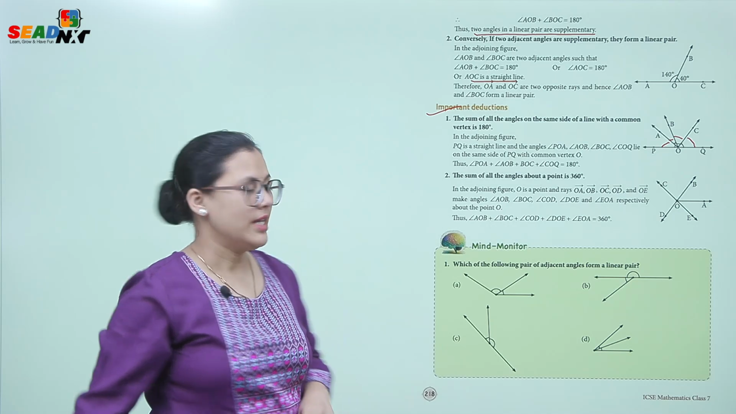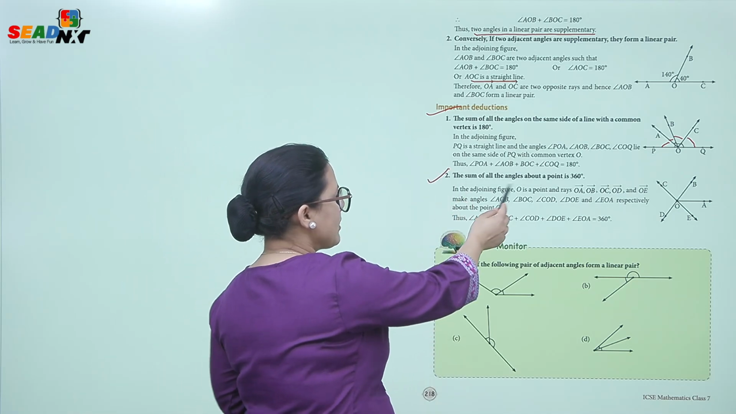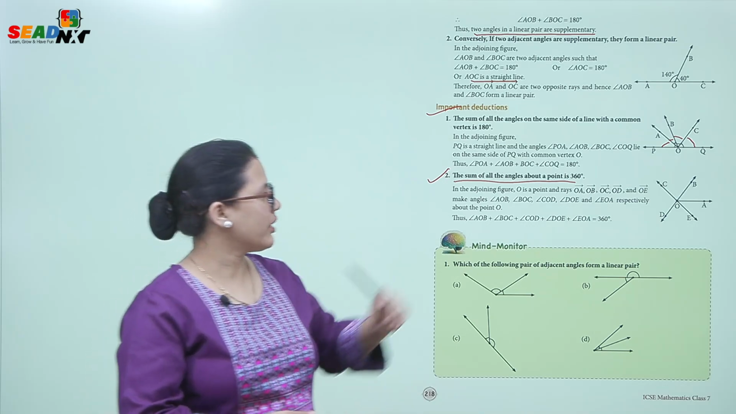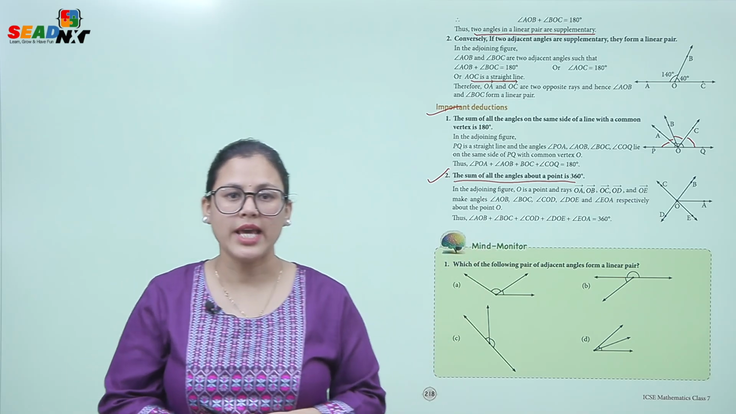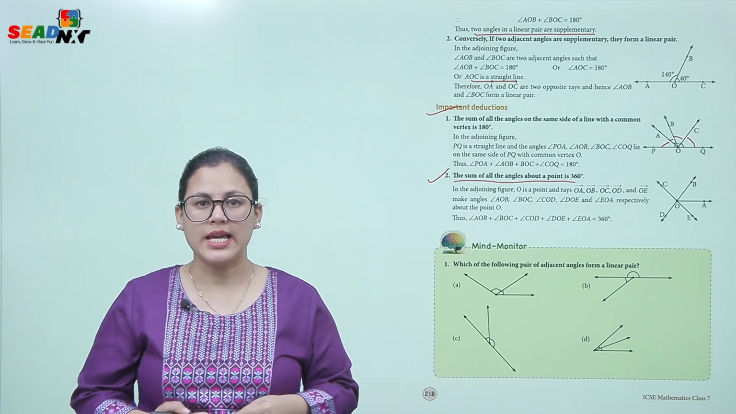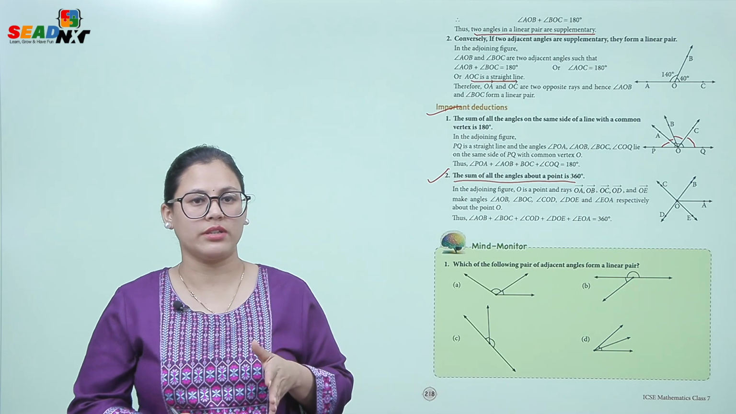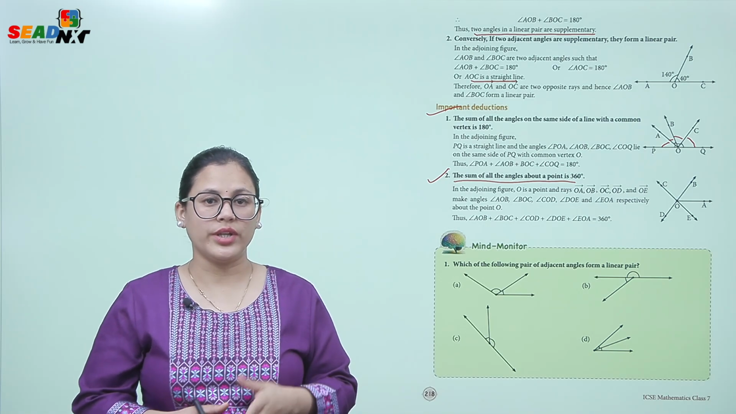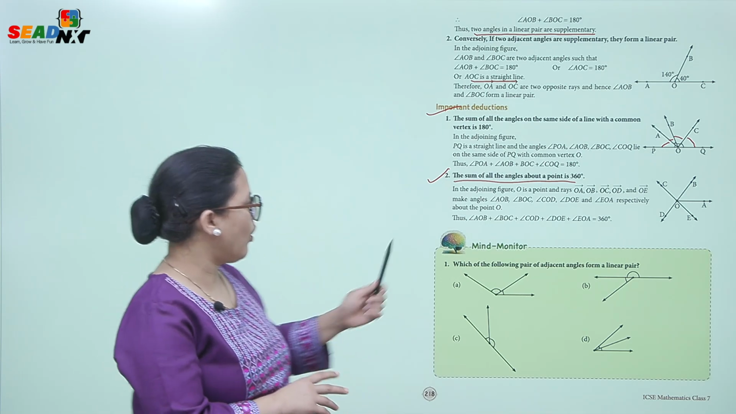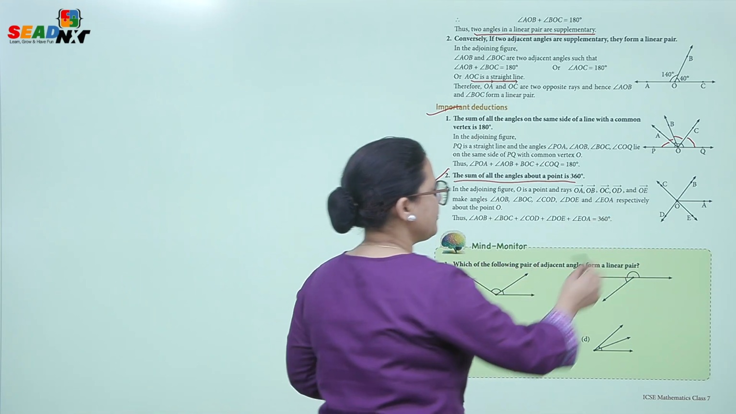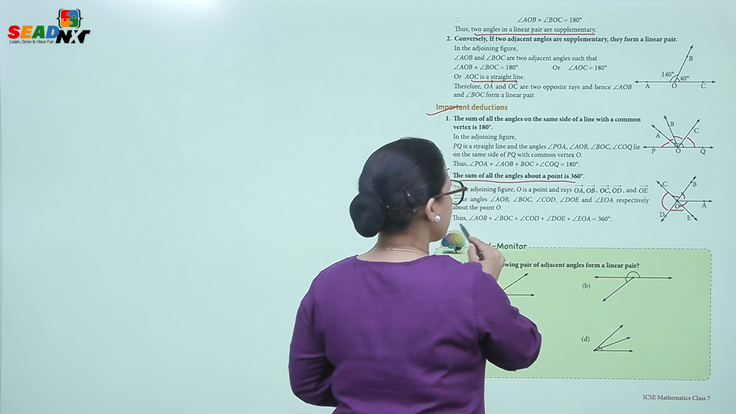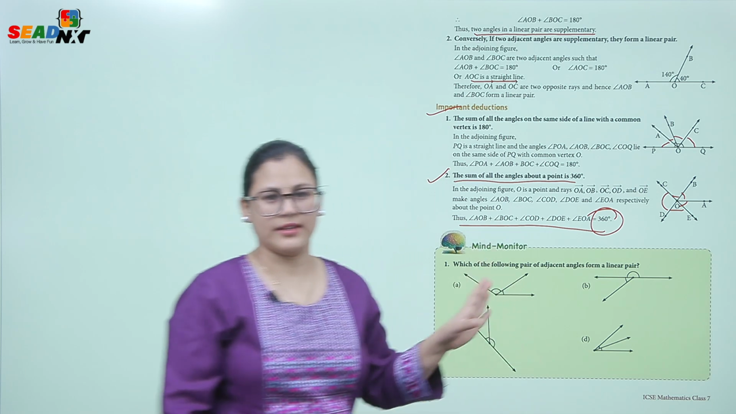Number 2. The sum of all angles about a point is 360 degrees. In the adjoining figure, O is the point and rays OA, OB, OC, OD and OE make angles AOB, BOC, COD, DOE and EOA respectively about the point O. Thus, the sum of all 5 angles, see, 1, 2, 3, 4, 5, is 360 degrees.